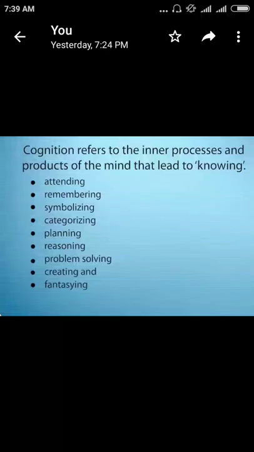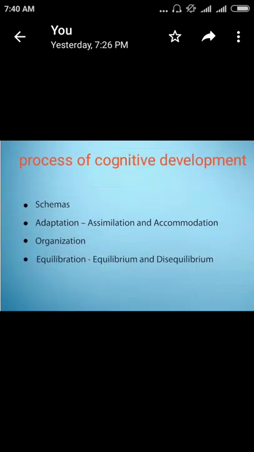Hello friends, in this lecture we'll try to understand the Piaget developmental theory of cognitive development. So let's know what cognition is first. Cognition is a mental process which an individual attains, all the mental activities, all the mental thinking processes. So we can say it refers to the inner processes and the products of the mind that lead to knowing. It may involve reasoning, problem solving, creating, fantasizing, symbolizing, and all that. Hope I'm clear.